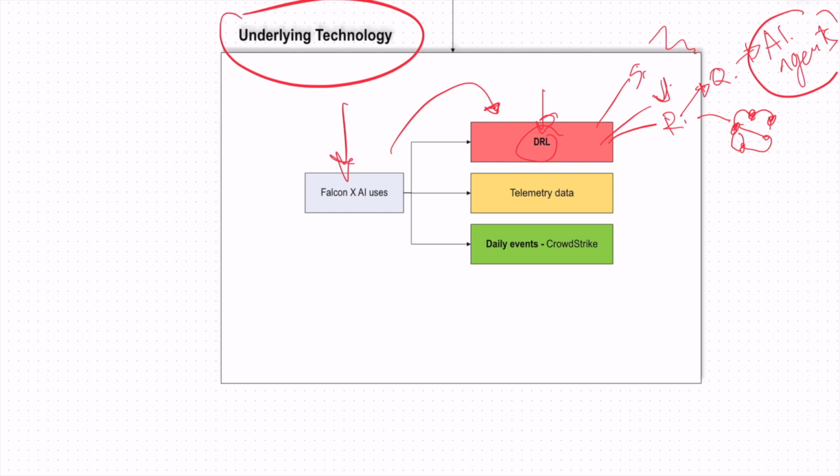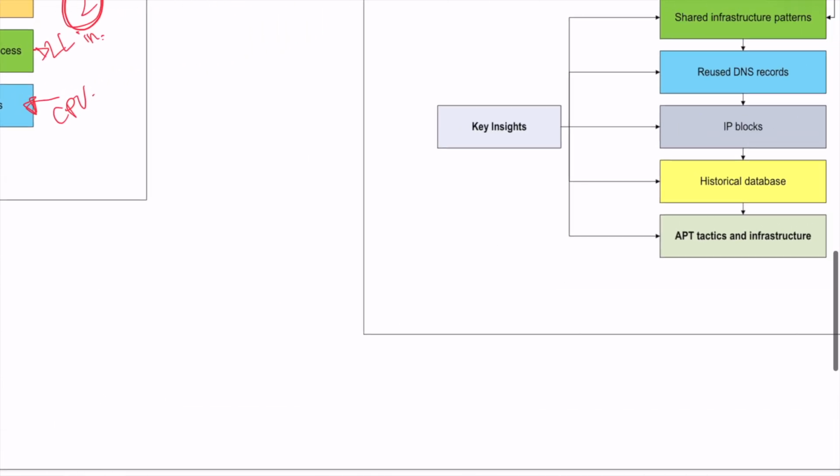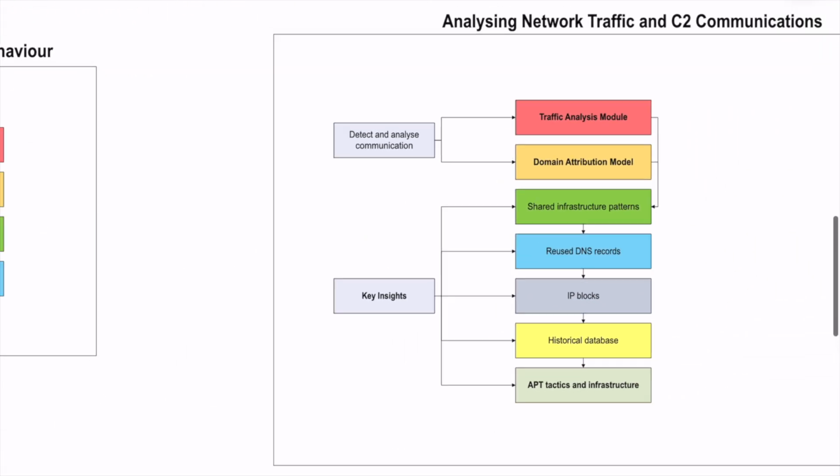So what else do we have? Telemetry data. These models, for example, are based on telemetry data for over 200 billion daily events. And those are sourced from CrowdStrike deployments. So that's 200 billion telemetry data points. It's a significant number. And the more data the algorithm has, obviously, the better it will perform.